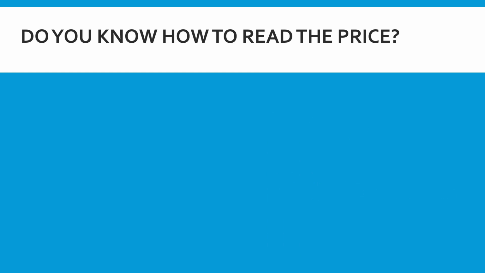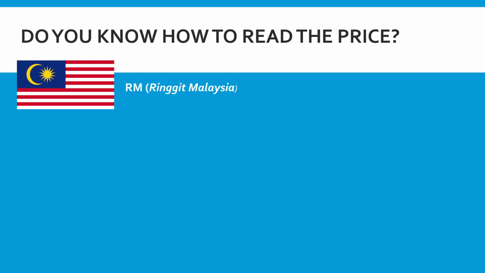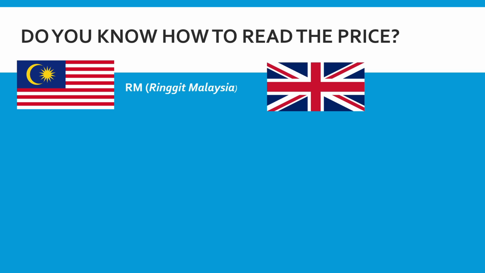Now class, do you know how to read the price actually? If we compare it to Malaysia, we use ringgit Malaysia. But in UK, we use pound sterling. Those are the names for the country's currency.